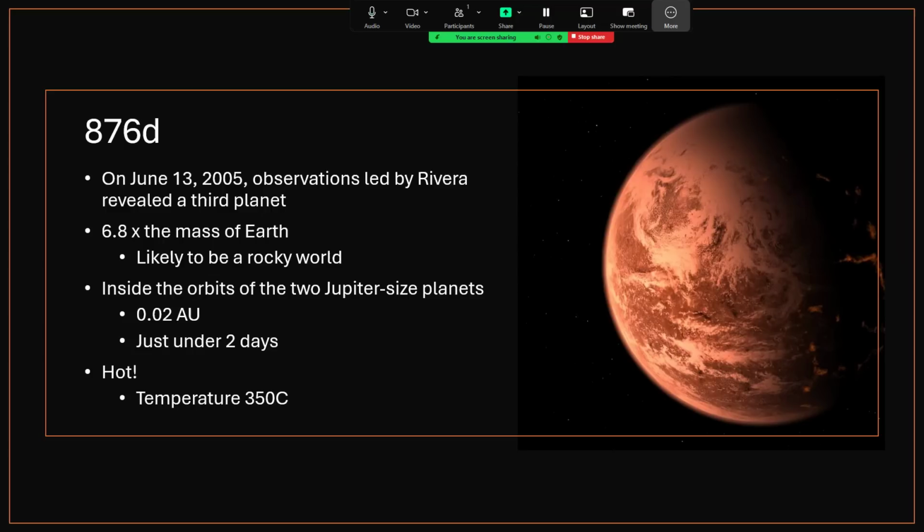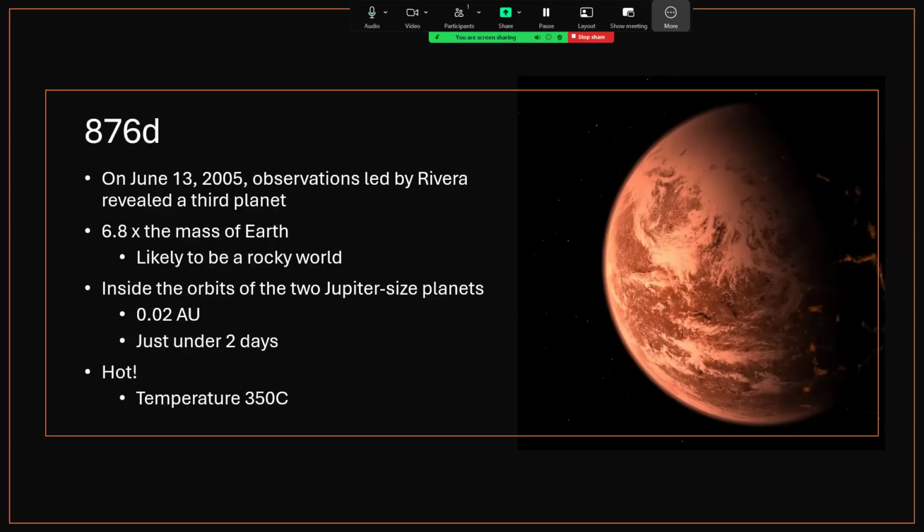876D, well, this was found a few years later in 2005, and it's one of these super Earth planets, nearly seven times the mass of our own, and likely to be a rocky planet. But there are other possibilities. This is a sort of intermediate size between the Earth mass and something like Neptune. So there's a possibility this could be more of a mini Neptune than a super Earth.